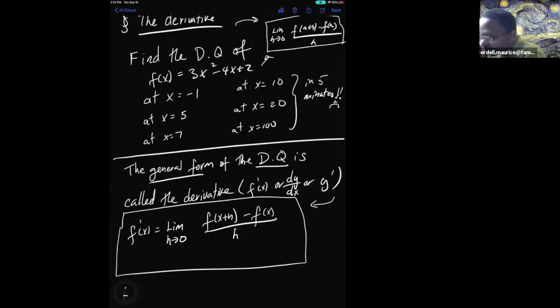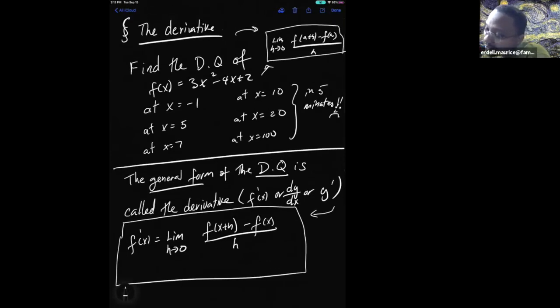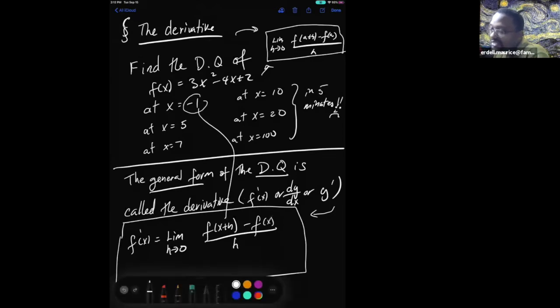And so the reason why this is called the general form is that we haven't plugged the number in yet. Remember how I would have had to plug in negative 1 right here, and then plug in negative 1 right here, and then work the whole thing out? Well, with the derivative, we work the whole thing out first, and then at the end, we plug in the negative 1.